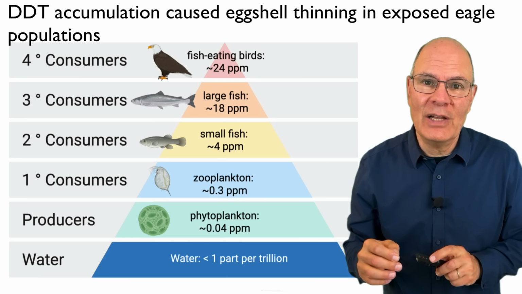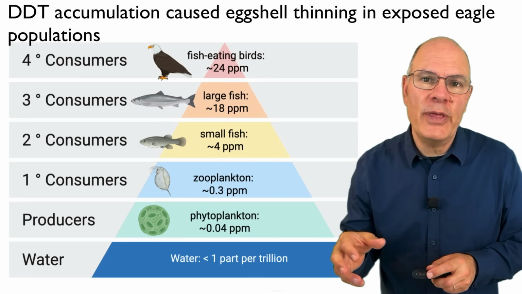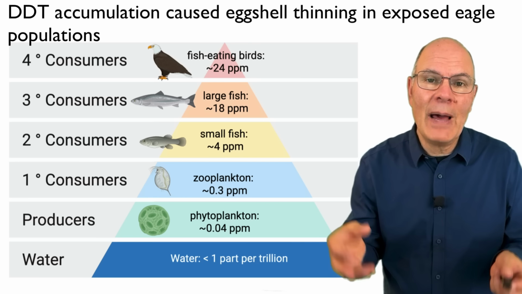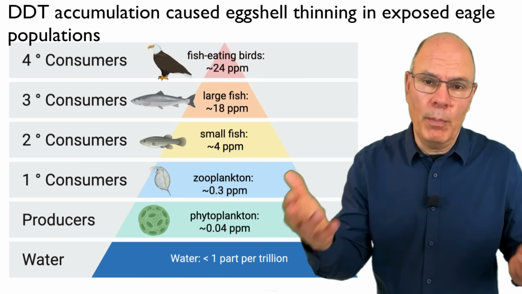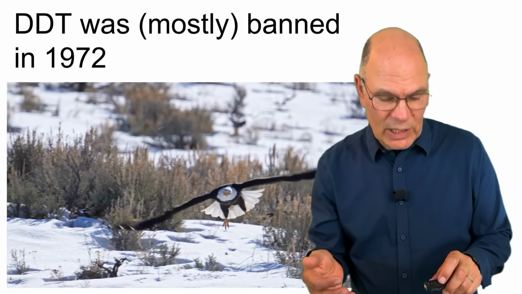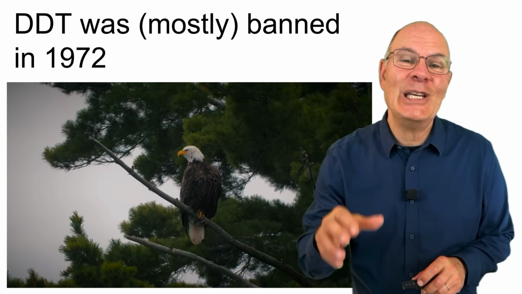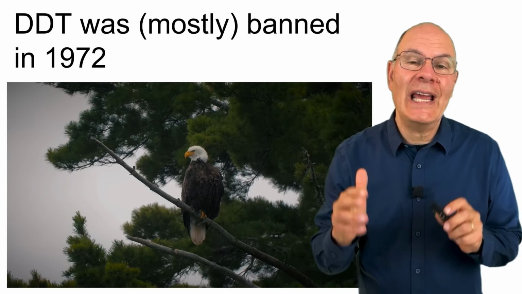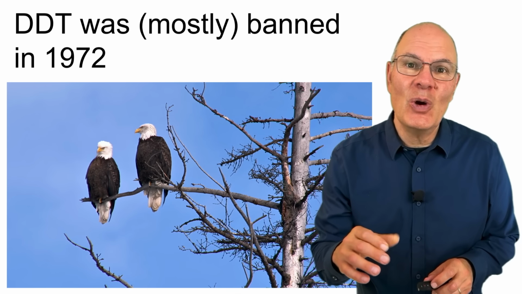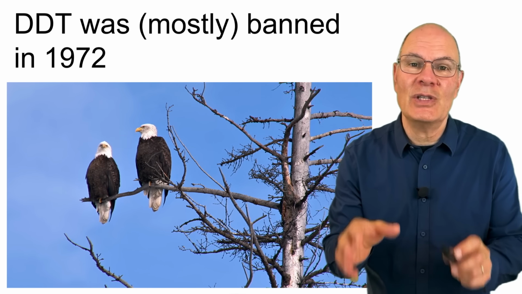And that's exactly what it sounds like. The shells of eggs became thinner and they tended to break. Eggshell thinning decreased reproductive success and led to a precipitous population decline everywhere where bald eagles were being exposed to DDT. In 1972, as one of the early successes of the burgeoning environmental movement of that time, DDT was mostly banned. And that started a slow recovery of the bald eagle population, so much so that the bald eagle could be removed from the endangered species list in 2007.